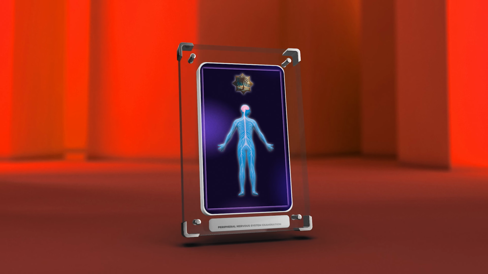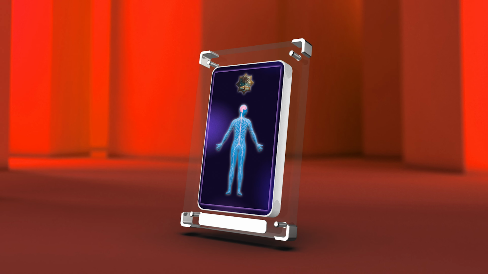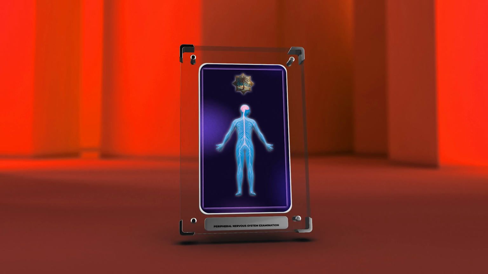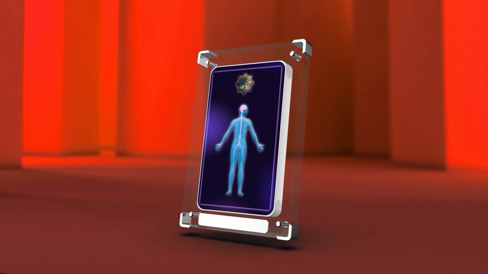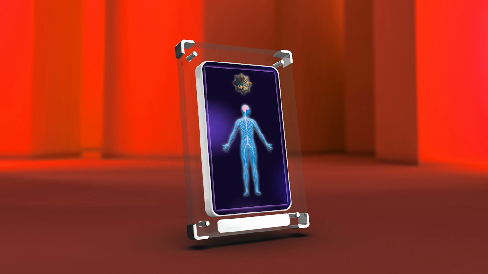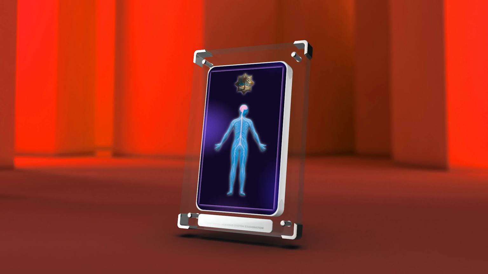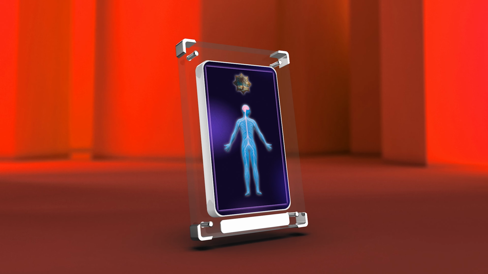In conclusion, assessing the peripheral nervous system involves evaluating sensory perception, motor strength, coordination, reflexes, neuropathy, nerve conduction, autonomic function, and cranial nerve function. This comprehensive examination helps healthcare professionals diagnose and treat peripheral nerve conditions effectively.